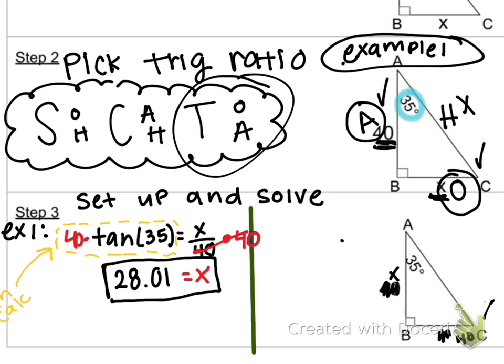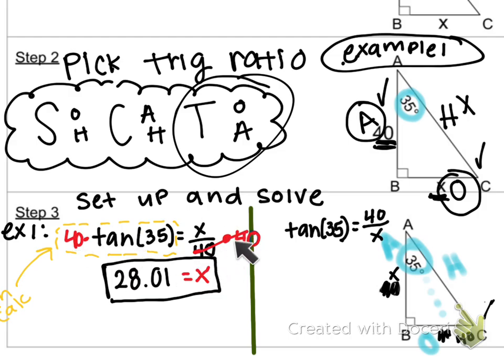So look at this example right here. Notice I just switched the x and the 40. So I'm still going to be using tangent because I'm still using O and A. But now when I do my setup, it's going to look like this. Tangent of 35 equals 40 over x. So now the 40 is at the top and the A is at the bottom, so that x is at the bottom. Okay?